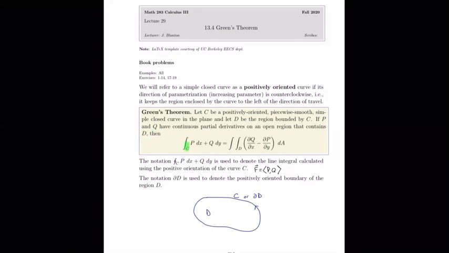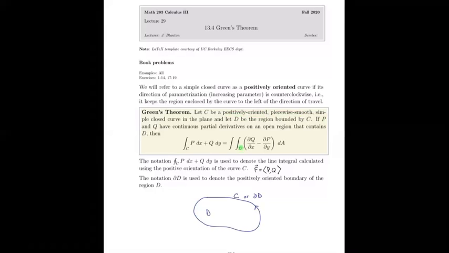The line integral of F, or split apart written as P dx plus Q dy, is equal to the double integral over D of partial Q with respect to x minus partial P with respect to y. So the line integral along C is equated to this double integral over the region D of this difference of partials right here.